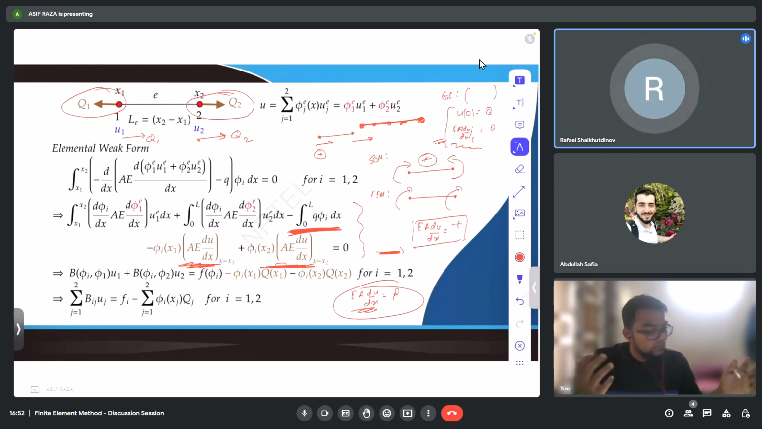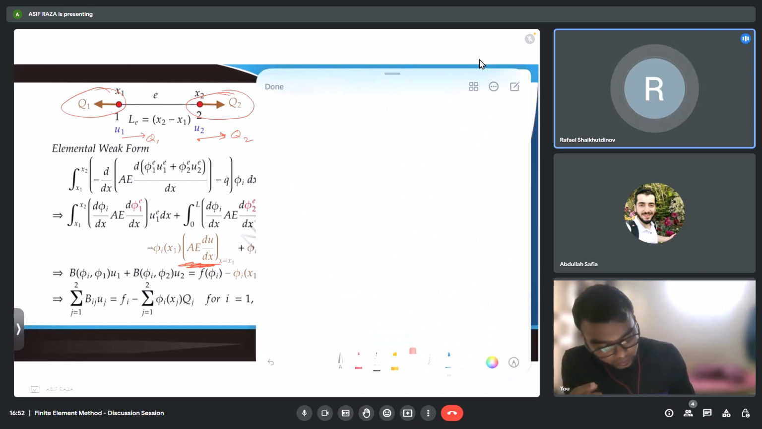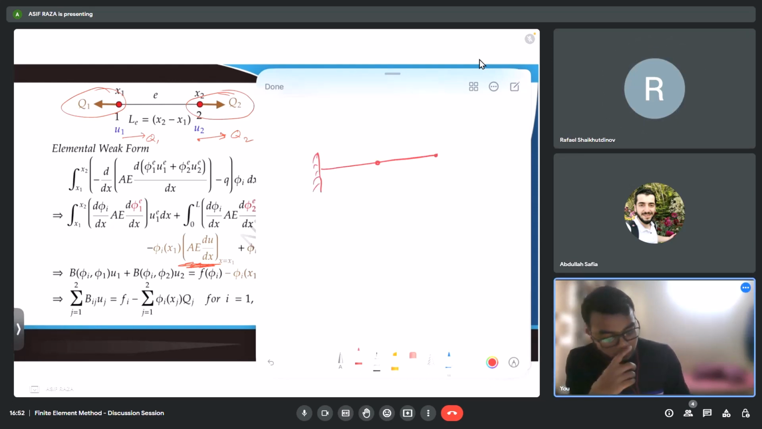Could you please repeat again? Okay, let me draw this element, thinking of this as external and internal. We have the first element, second element, nodes 1, 2, 3.